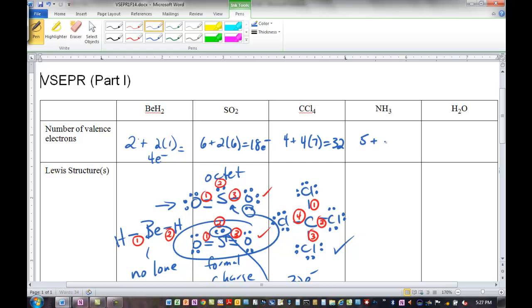5 electrons for nitrogen, 3 hydrogens each with 1. We have 8 valence electrons. Hydrogen can't be a central atom. We connect the 3 hydrogens. That's 6 electrons. Lone pair on nitrogen. There's your 8. Boom. There's your Lewis structure.